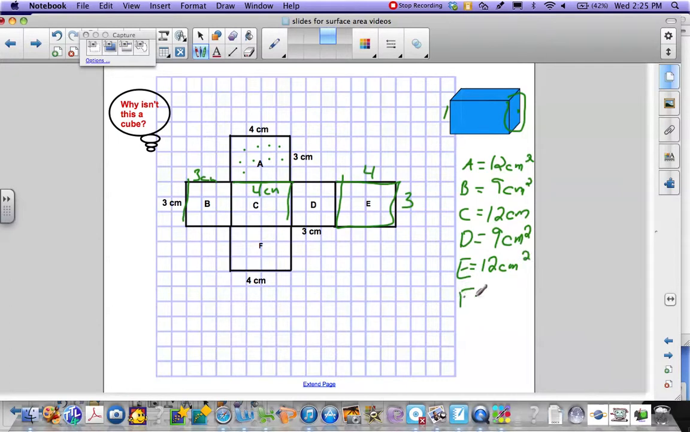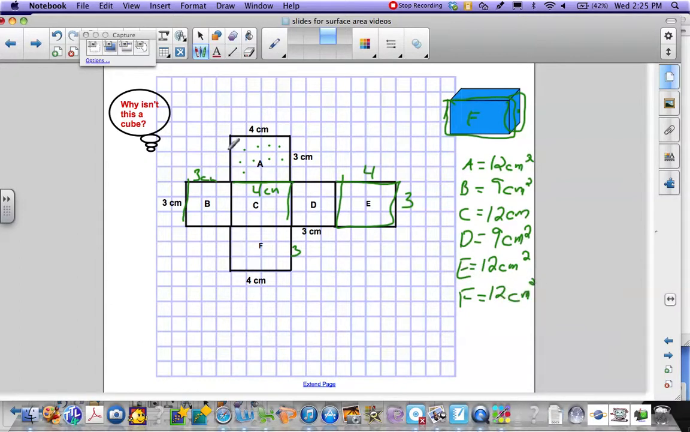And our final side, F. Okay, if we have 4, the opposite side is 4. And also, if figure F is the front, then across from it would be figure A on the other side of this prism that you can't see. So A and F are going to be the same, but it's 4 by 3, so the area of that figure is 12 centimeters square.